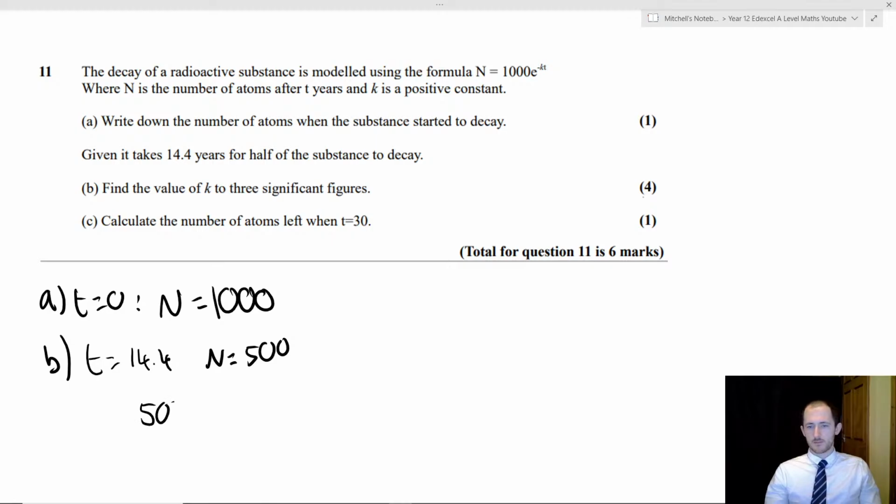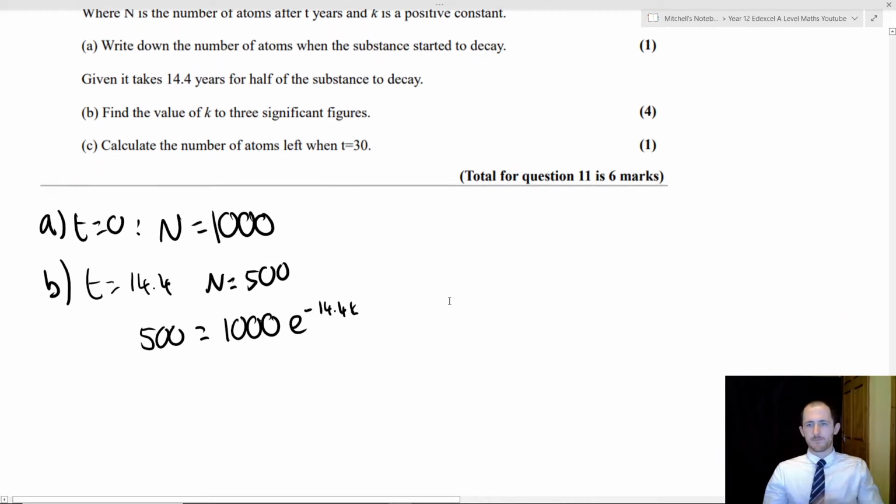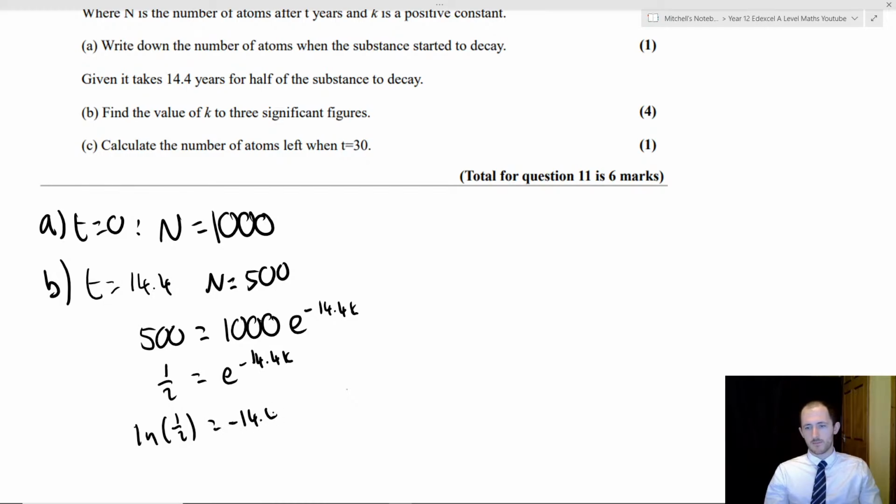So let's sub that in. 500 equals 1000 e to the minus 14.4 k. Shouldn't be too bad. Divide both sides by 1000, I get a half equals e to the minus 14.4 k. So again, remember, we want one number, one exponential. Now we take the natural log of both sides. ln of a half equals minus 14.4 k.